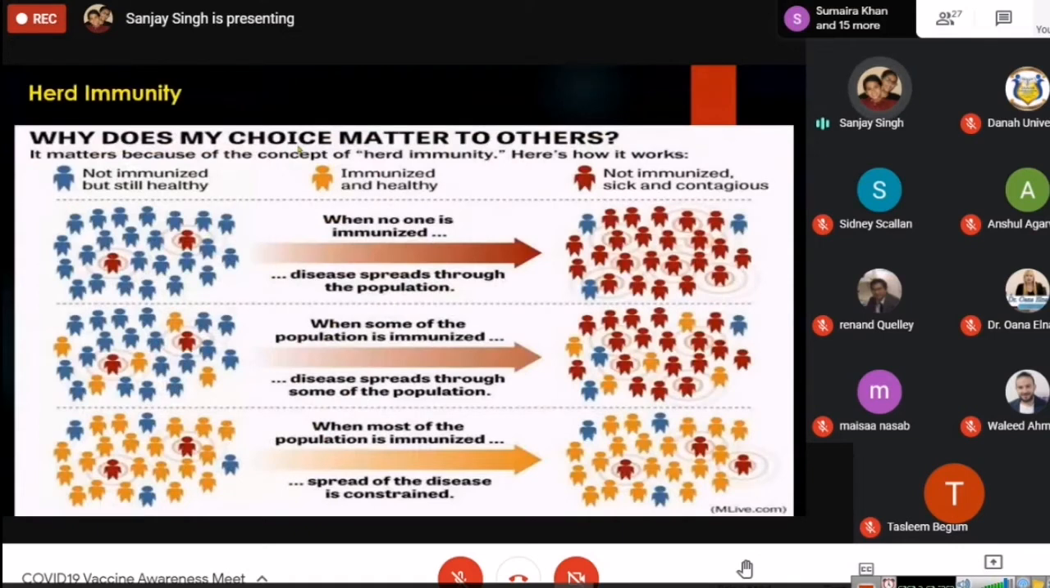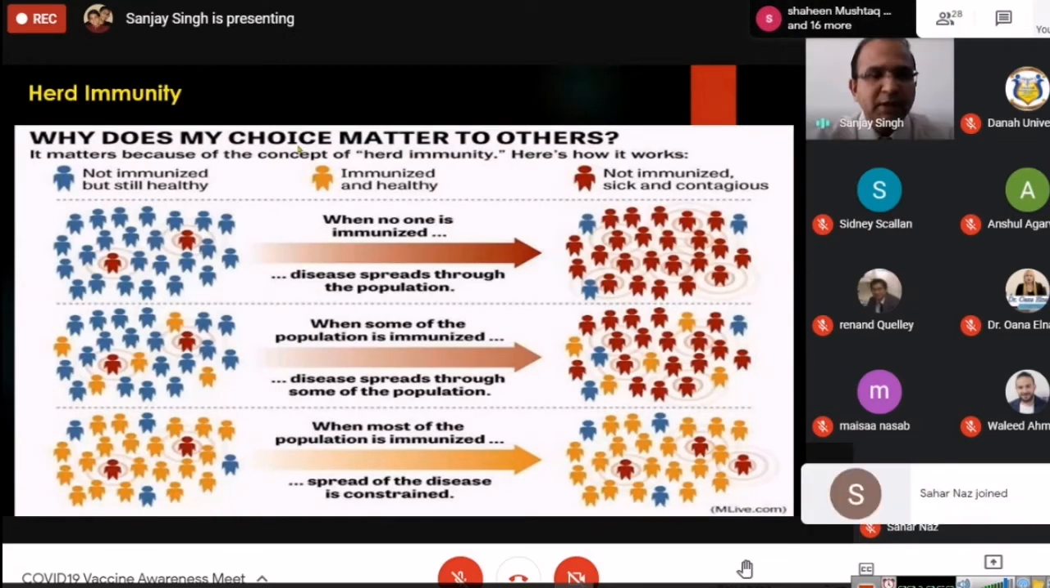Now, there's a concept of herd immunity. Why does it matter, your choice, whether you take the vaccine or not? And really it does matter to others. And it matters because of the concept of herd immunity. And here is how it works.